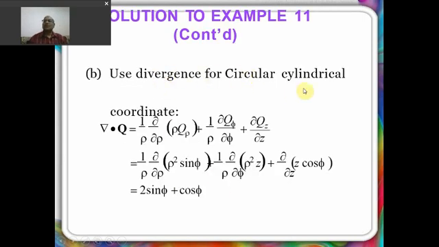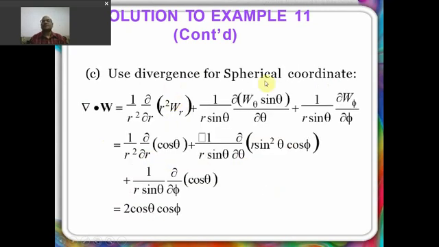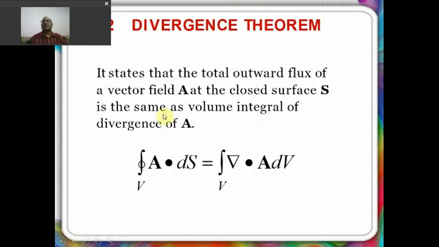Now for divergence in the circular cylindrical coordinate, we have to put the del operator in cylindrical, and then Q is in cylindrical, and differentiate with respect to rho, phi, and z. The resultant will be very simple to find. In the spherical coordinate system also, the value of del is in spherical, and W is also spherical. Take the dot product, and the easy solution, 2 cos theta cos phi, will be evident.